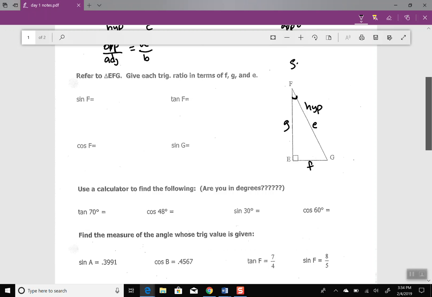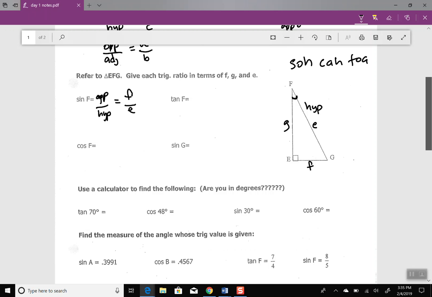So I'll write it down again. SOHCAHTOA. So sine, S, its relationship is with the opposite side over the hypotenuse. So since I'm doing sine of angle F, I go to angle F, and I want to know the opposite side. That's going to be little f, over the hypotenuse, which is E. So for this first one, opposite over hypotenuse, the opposite to angle F is little f, and the hypotenuse is E. So f over E.